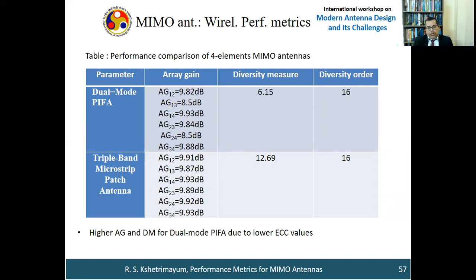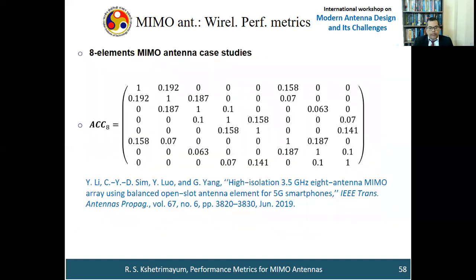So you can see that the dual band PIFA has lesser diversity measure and array gain than the triple band microstrip patch antenna, which has a diversity gain which is much higher, and the diversity measure is also 12.69, closer to the maximum diversity order of 16. So this second antenna will have better performance in MIMO wireless communications.